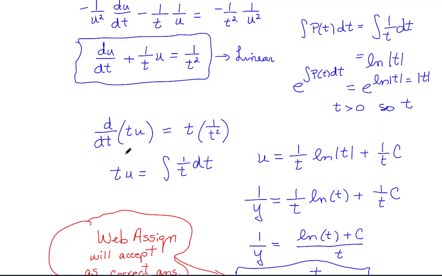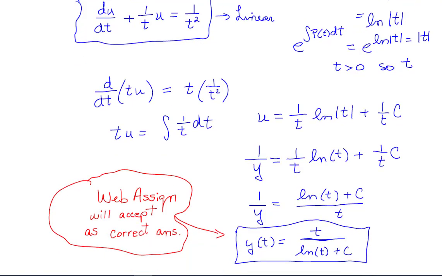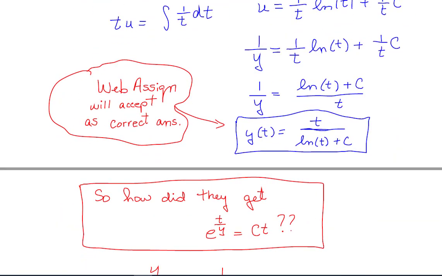I can recognize the left as a derivative of a product. t times the right, the t's cancel. I get an easy answer. And so plugging everything back in, dividing by t, I get to here, but u was 1 over y. And so I'm putting that together. And so 1 over y is ln of t plus c over t. And I get that y of t, flipping everything over, is this.